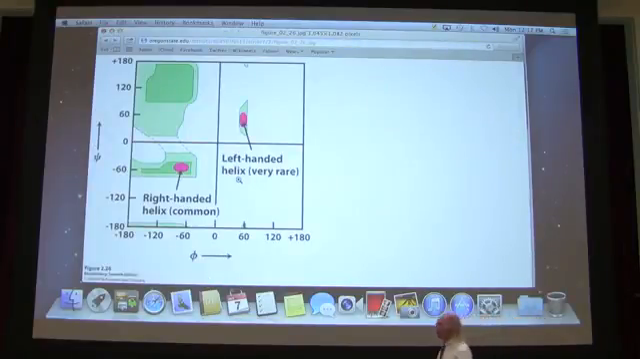If we look at the Ramachandran plot, we see there are 2 places on the Ramachandran plot where the helices can form. One is a right-handed helix, which is very common, and the other is a left-handed helix, which is very rare. But they appear right square in the middle of predicted regions of stability by Ramachandran.